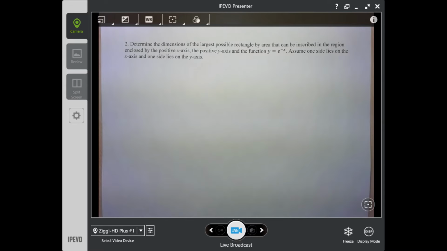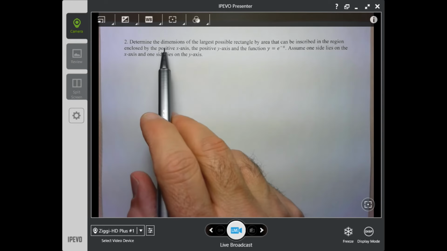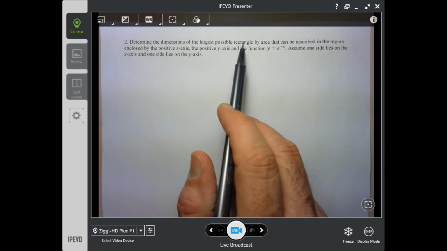Hi folks, welcome to part 2 on this first lesson on optimization problems. So here we're going to look at another geometry problem, but one that occurs on the Cartesian plane. All right, so here they want us to find the dimensions of the largest possible rectangle by area.